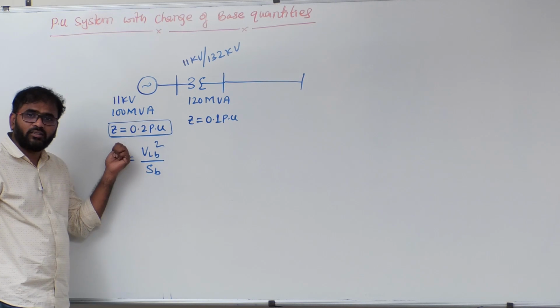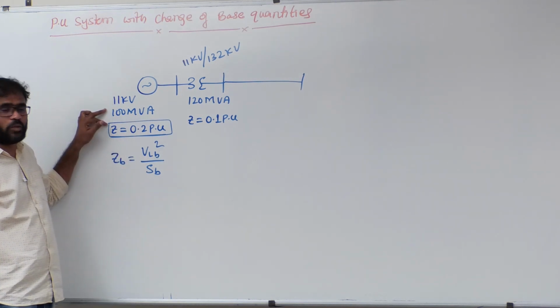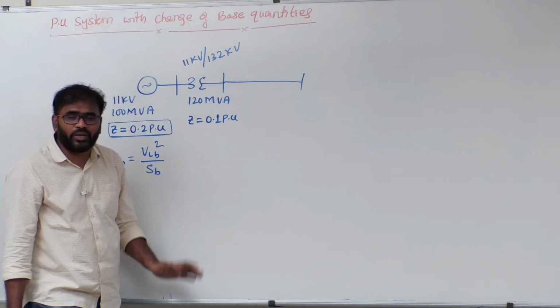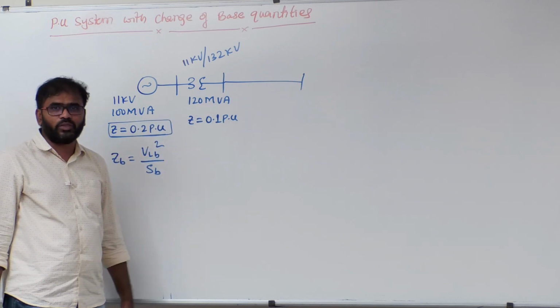But for a generator, 11 kV is the base voltage and 100 MVA is what? Base MVA. That means the generator base and transformer base are the same now? No, they are not the same. Here 100 MVA base, here 120 MVA base.